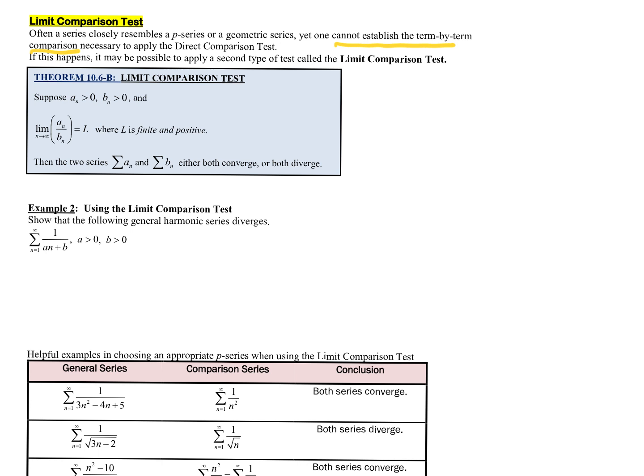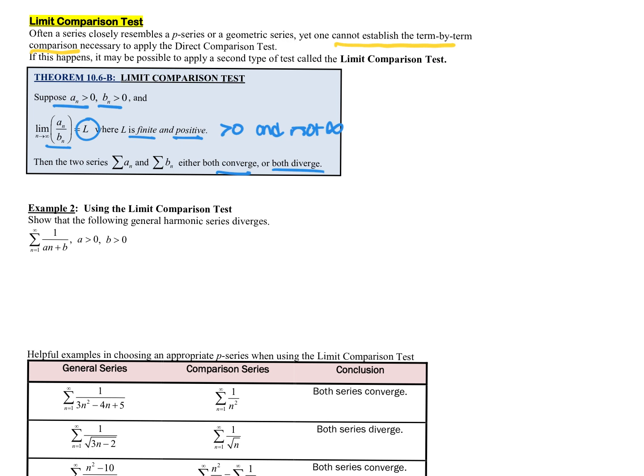So what this test says is, and it only works if they're positive, so you do have to have positive series here, but if you take the limit as n approaches infinity of the ratio of the two series, and if that limit is finite and positive, so greater than 0 and not infinity, then the two series will either both converge or both diverge. So whatever one series does, the other one does. So you're still going to pick something that looks similar.